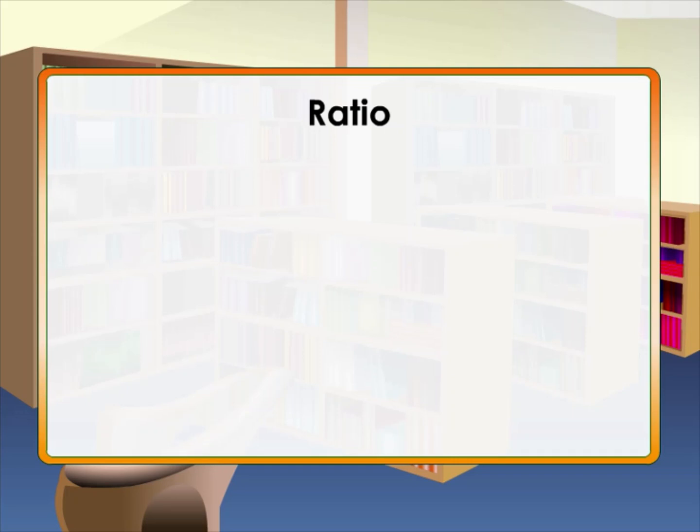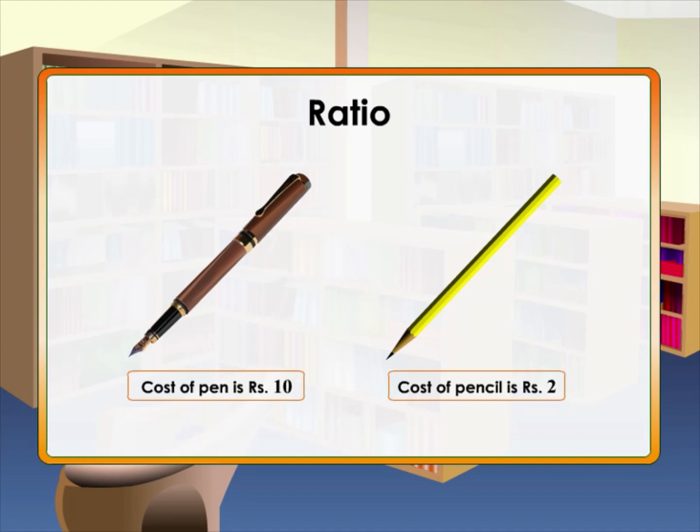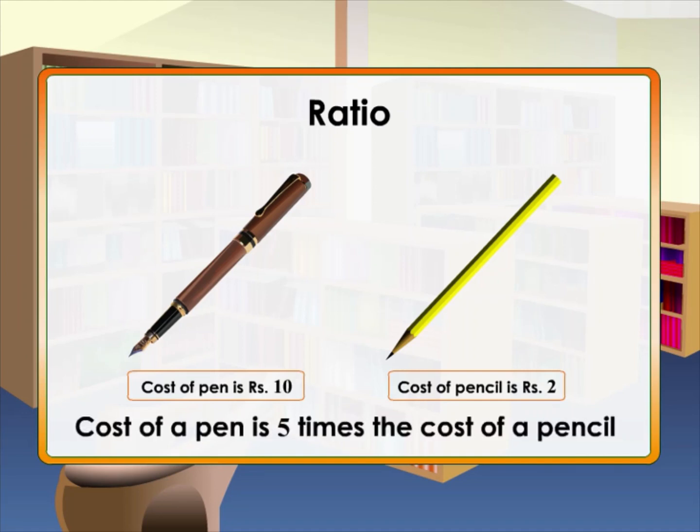Ratio. The comparison by division is the ratio. In our daily life, we compare two quantities of the same type many times. Comparison by division makes better sense than comparison by taking the difference. Let us see the comparison of pen and pencil. The cost of a pen is ₹10 and the cost of a pencil is ₹2. We say that the cost of a pen is 5 times the cost of a pencil.